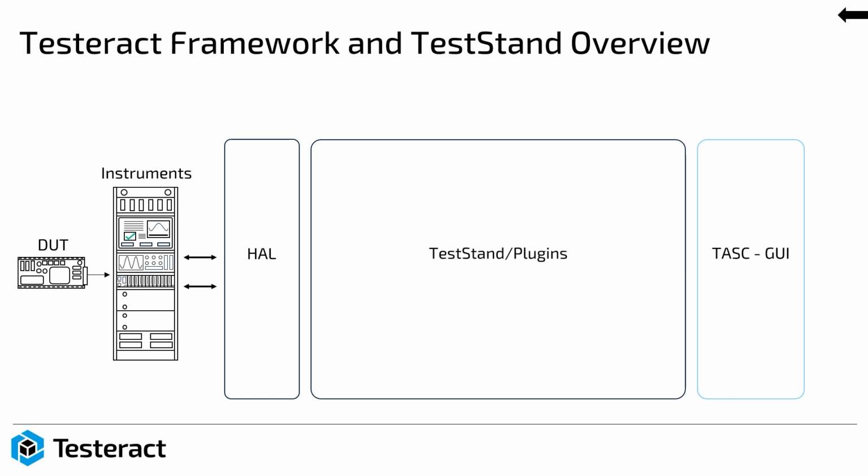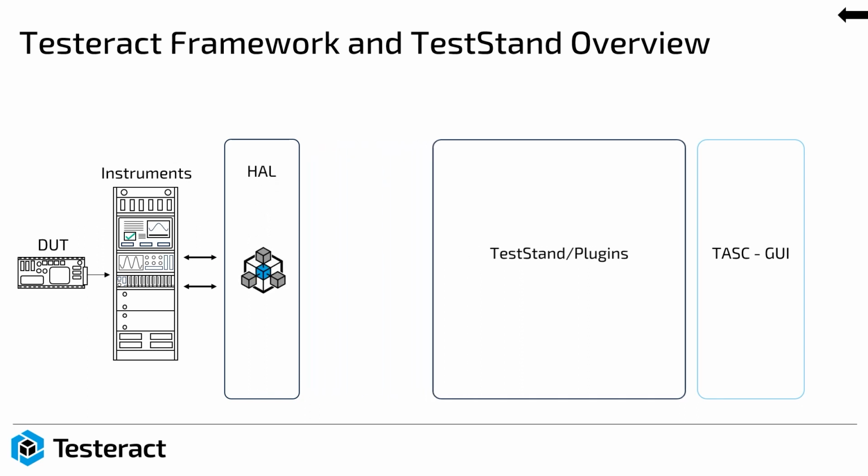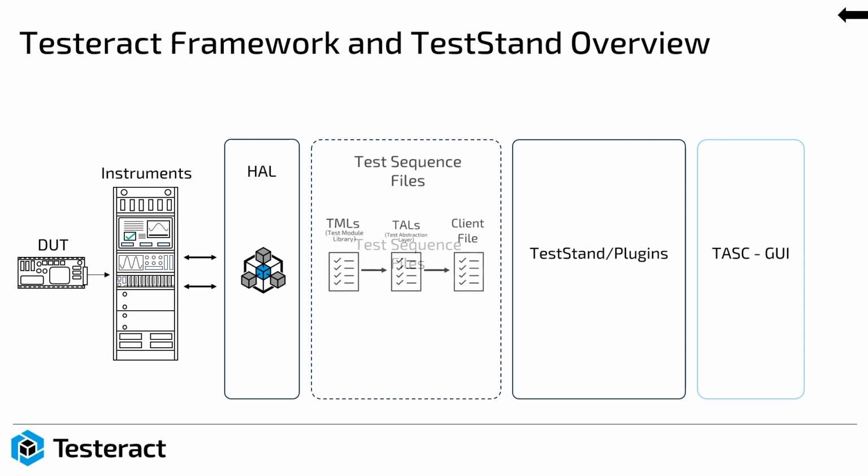When working with the Testeract ATF and TestStand, you first ensure your instruments are in the hardware abstraction layer, or HAL. You then create a series of TestStand sequence files called TMLs, TALs, and the client file. The TMLs, or test module libraries, communicate with the instruments via the HAL using driver calls. The TALs, or test abstraction layers, define the parameters for the TMLs based on the required tests. The client files bring everything together and define the UI.